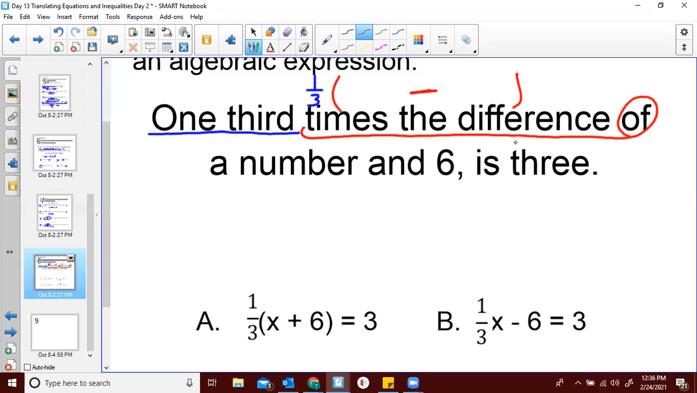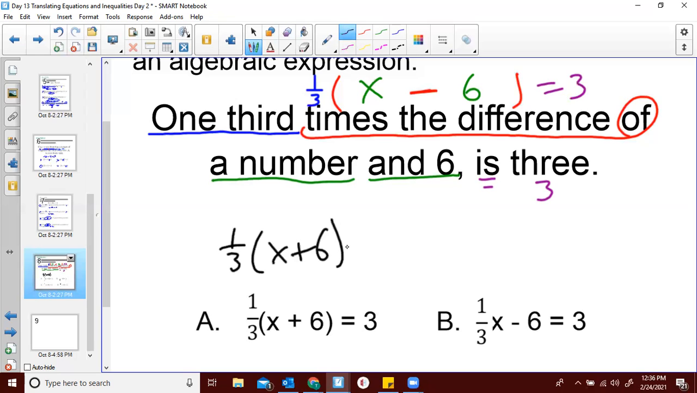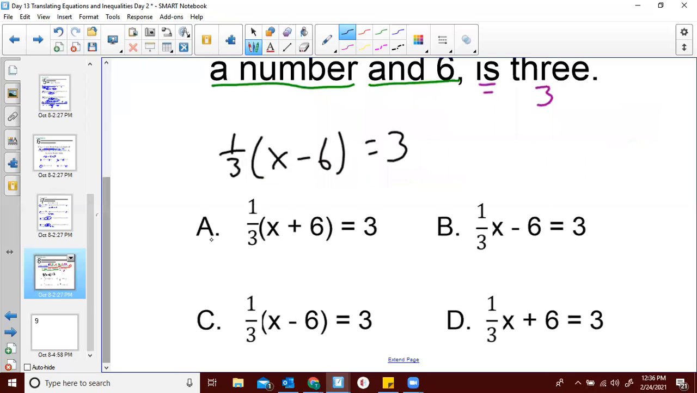All right, now I'm just going to look for what goes inside. So it's the times the difference of a number and 6. So I just fill it in, a number and 6. And we finish with is, which is equal, and 3. So that's going to equal 3. So our final answer is 1/3 (x - 6). Oops, don't make silly mistakes like that. Equals 3. And come down here and just look for your answer.